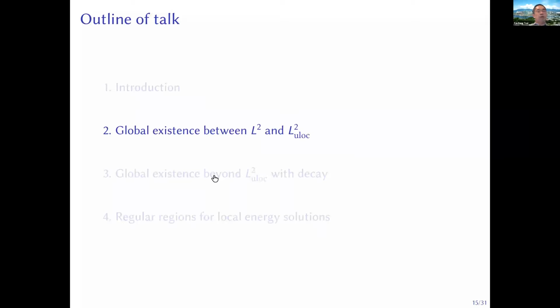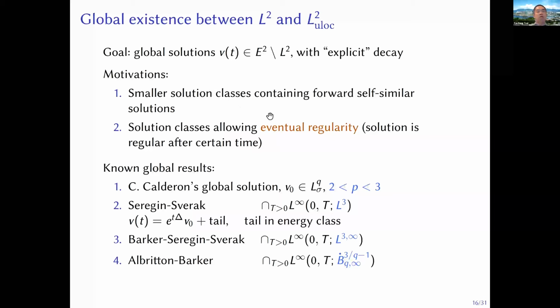And now a second part, the global existence between L2 and L2 uniform local. The goal is to construct global solutions in the space between E2 and L2 with some explicit decay. The motivation is that E2 is too large. We want a smaller solution class, which is large enough to contain a forward self-similar solution. And the second motivation is that only in the smaller class, we may have eventual regularity.